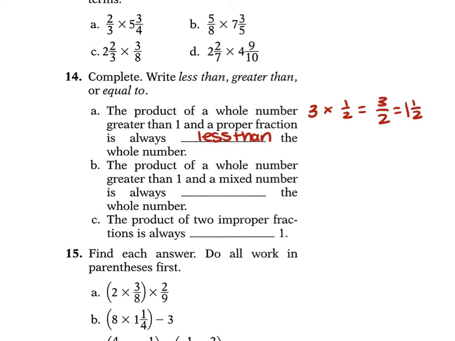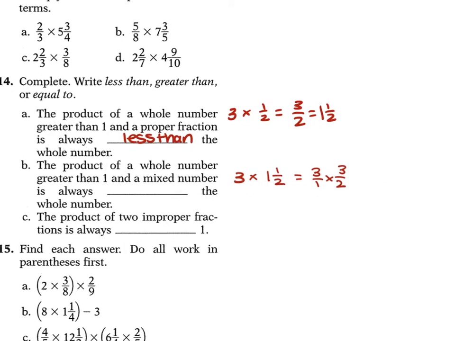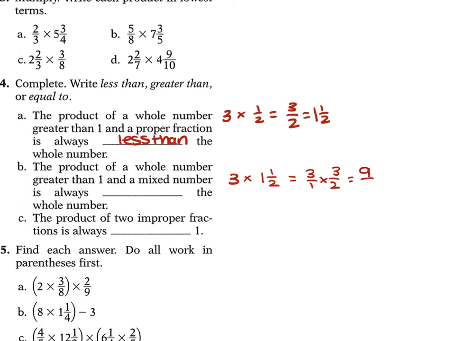For B, it says the product of a whole number greater than 1, so let's use 3, and a mixed number, so let's use 1 and 1 half, is always what? The whole number. So this would be 3 over 1 times 1 times 2 is 2 plus 1 is 3 over 2. So this is 9 over 2, which is 4 and 1 half. So this is always going to be greater than.